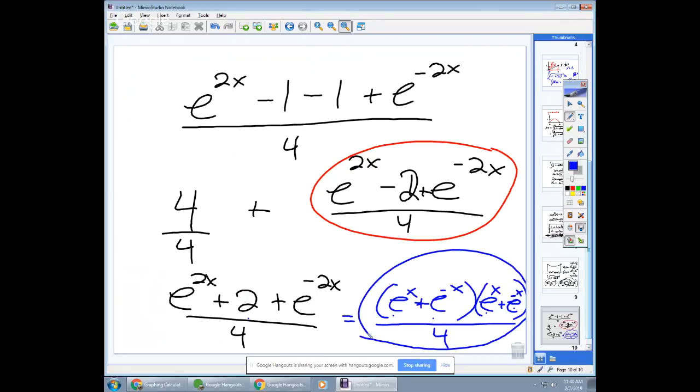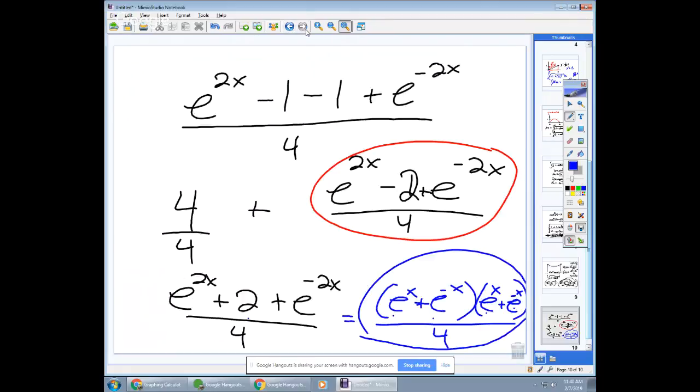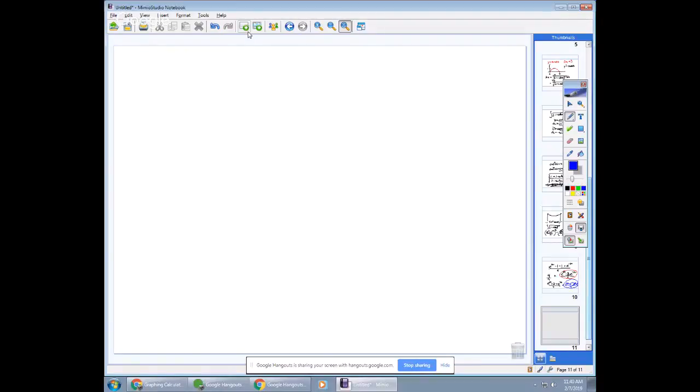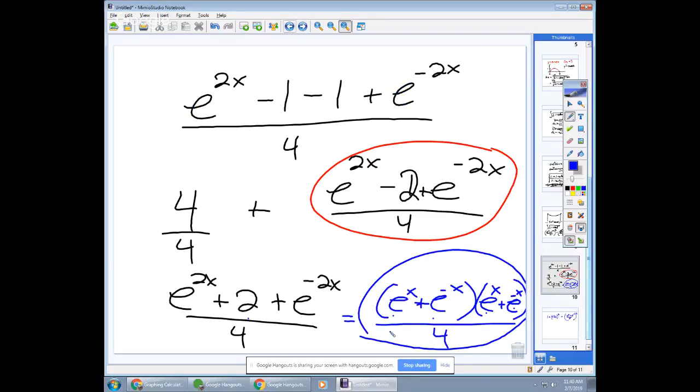And that's kind of nice, because what's the next step in this algebra? Square root it. Yeah, so I just want to summarize where we're at right now. We just calculated 1 plus f prime of x squared and found that it was equal to e to the x plus e to the negative x over 2 times itself. All right, isn't that what we found right here? Yes.